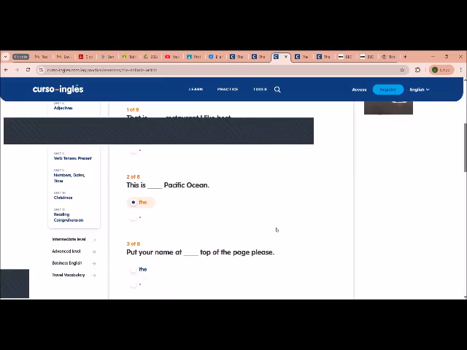Yes. Put your name at the top of the page, please. Exactly. When you're zoning in on a point, whether it's north, south, east, west, top, bottom, we will use the definite article. All right.